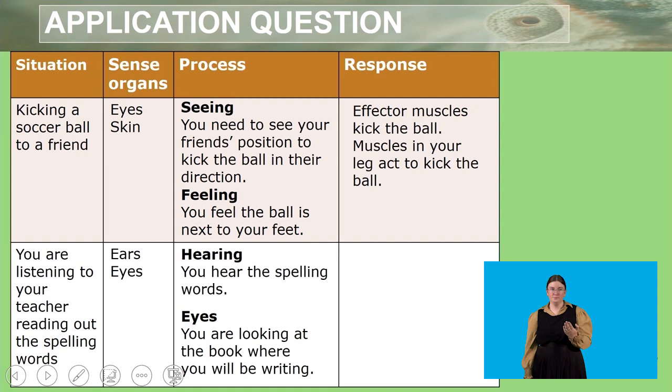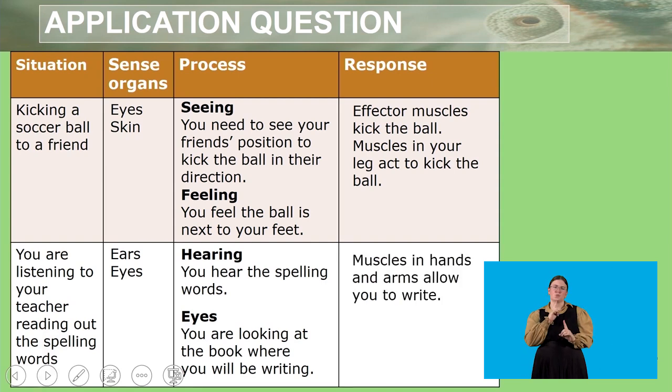How are you going to respond to this situation? The muscles in your hands and arms will allow you to write. And with your eyes, you will be able to see where exactly it is that you are writing.